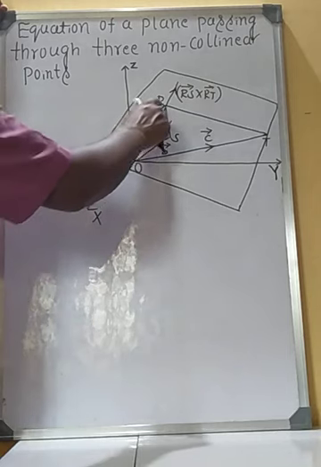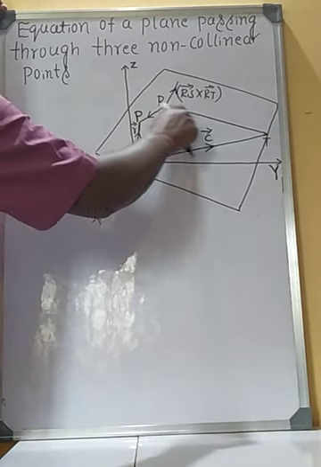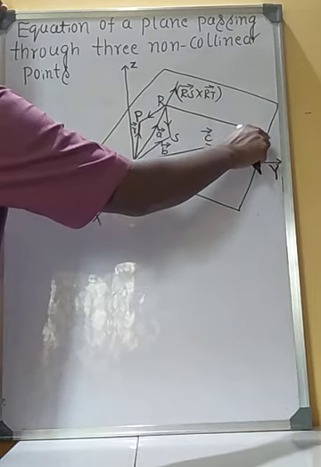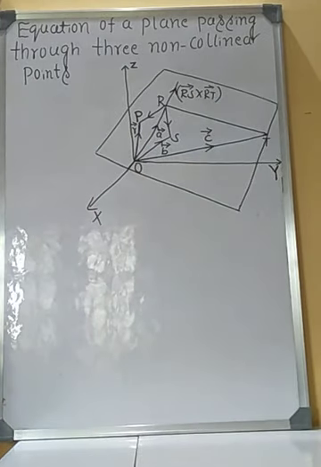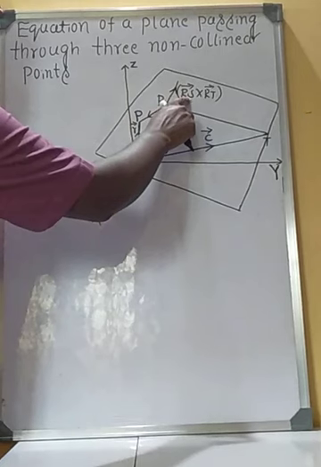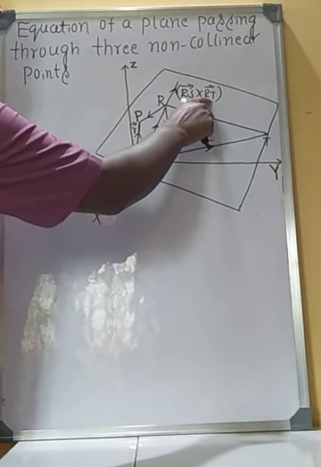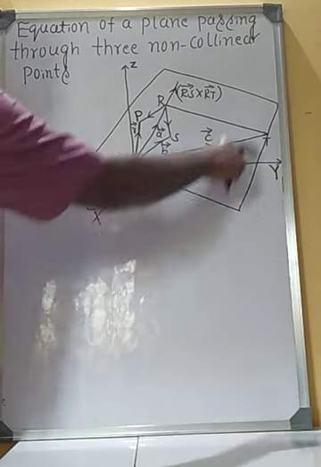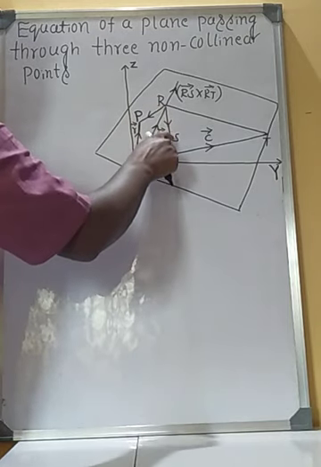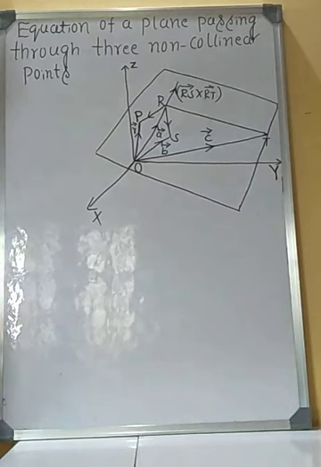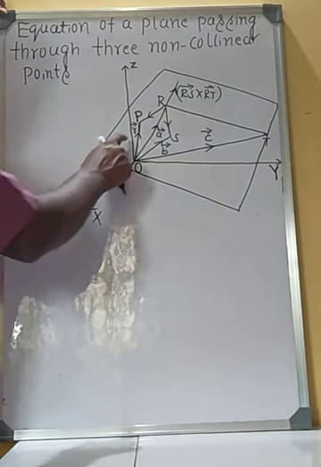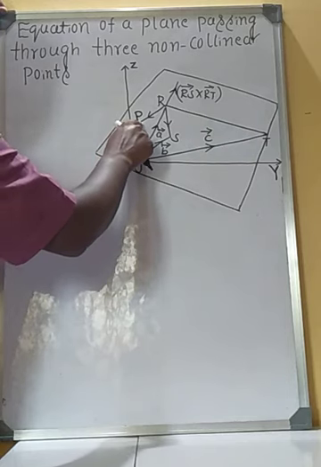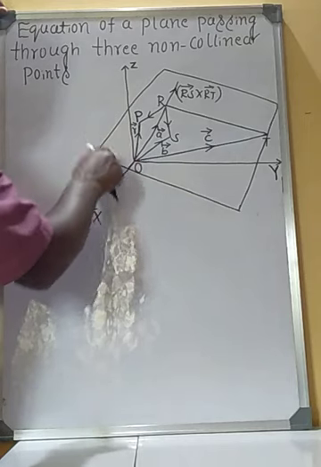The vectors RS and RT are in the given plane. Therefore, the vector RS cross RT is perpendicular to the plane containing the points R, S and T respectively. And let vector r be the position vector of the point P with respect to the origin in the plane.